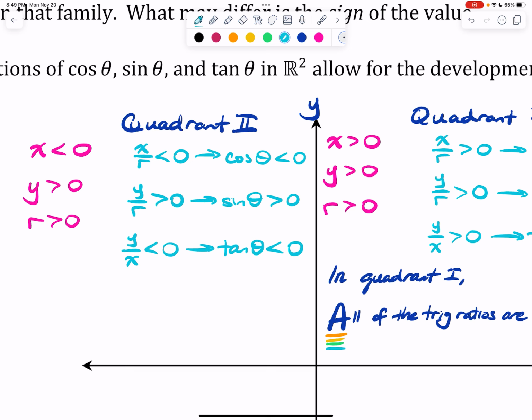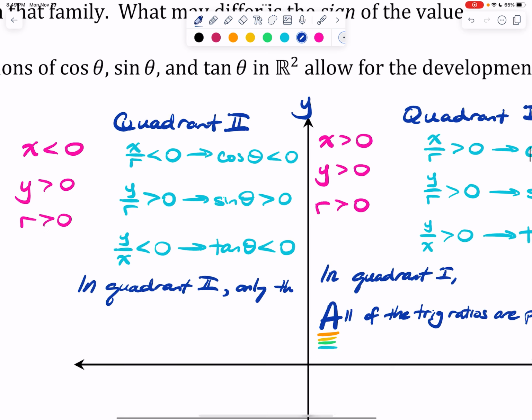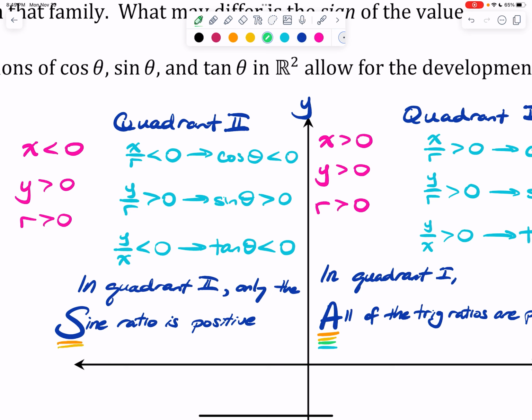And if we look at this, cosine is going to be negative, tan is going to be negative, but sine and only sine is positive. So we can state in quadrant 2, only the sine ratio is positive. I'll give those fancy underlines. It's beautiful. Take a moment.